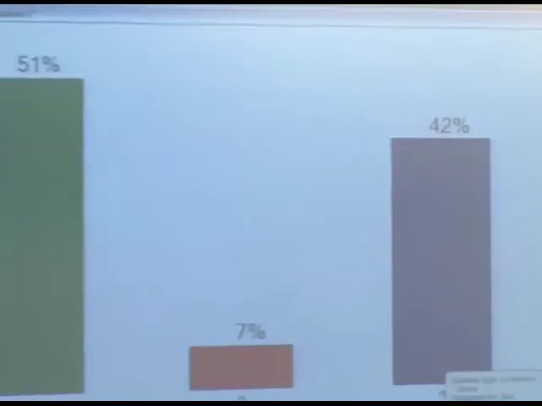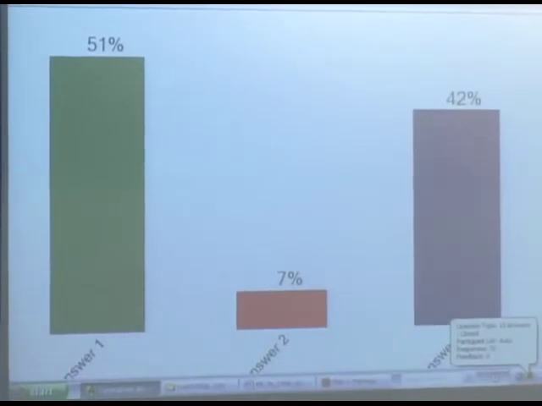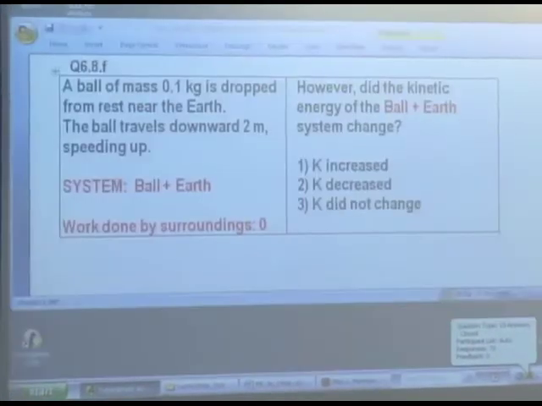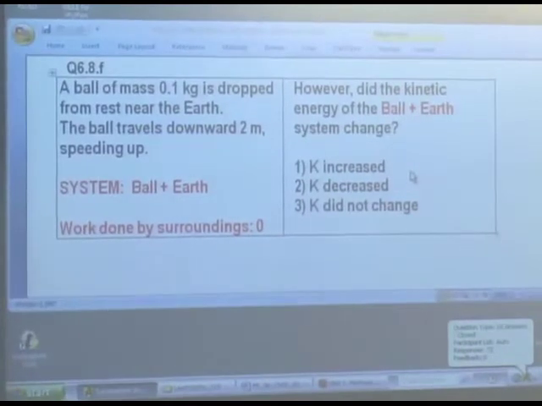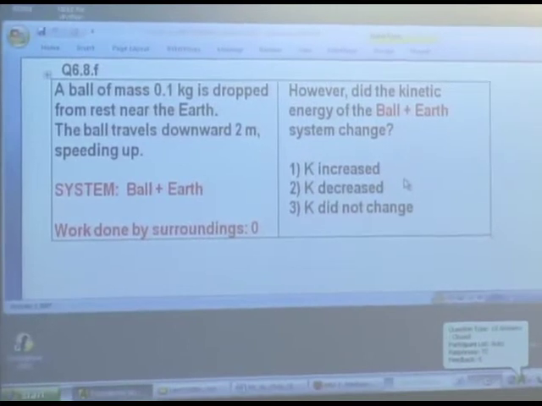So let's see what you think happened. Okay, so 50%, 51% say the kinetic energy of the system increased. Not too many people said no.